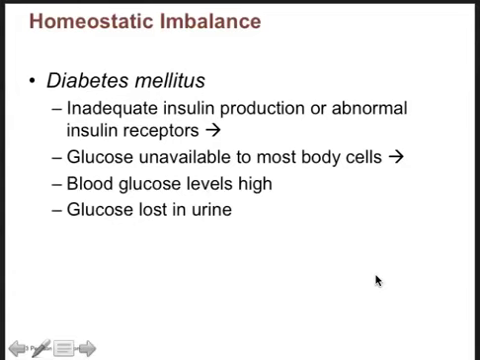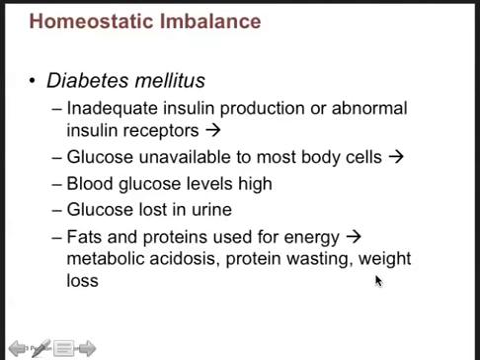It also puts a huge strain on the kidneys because of the difficult time that the proximal convoluted tubule has trying to reload all that glucose back into the bloodstream. That's why it ends up in the urine. Fats and proteins, as a result, are used for energy, and this results in the generation of ketone bodies, producing metabolic acidosis, protein wasting, and weight loss. But this cannot persist for very long because of the fact that we are in metabolic acidosis. If this persists for too long, then we're going to have a severe effect on membrane potential, muscle contraction, and nerve transmission.